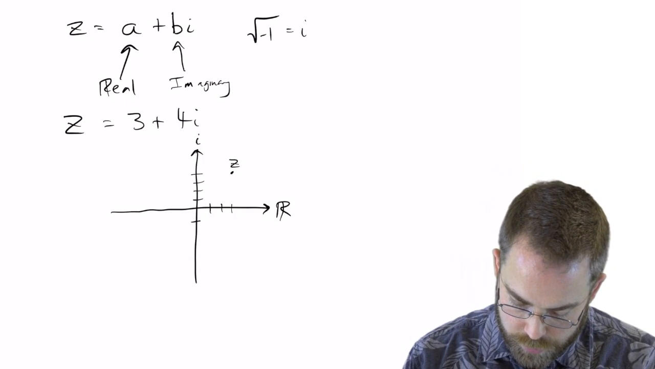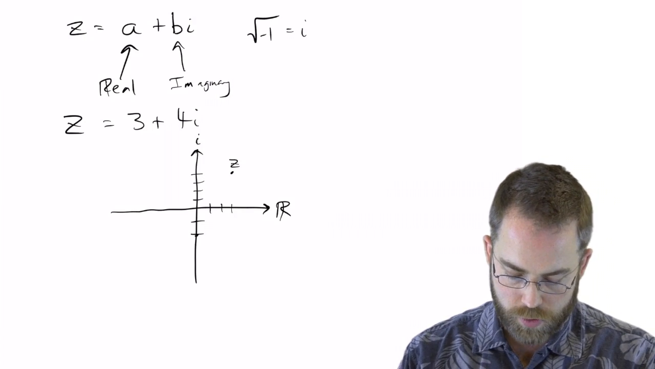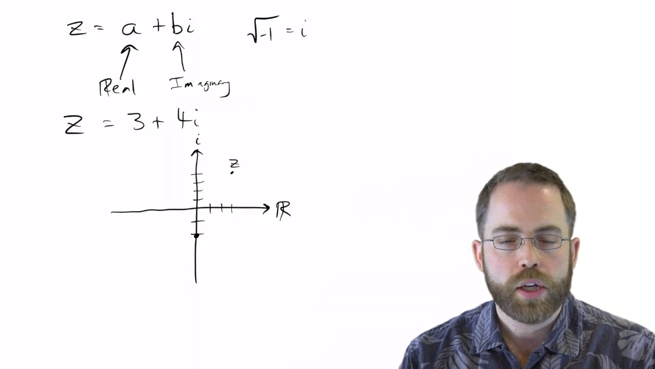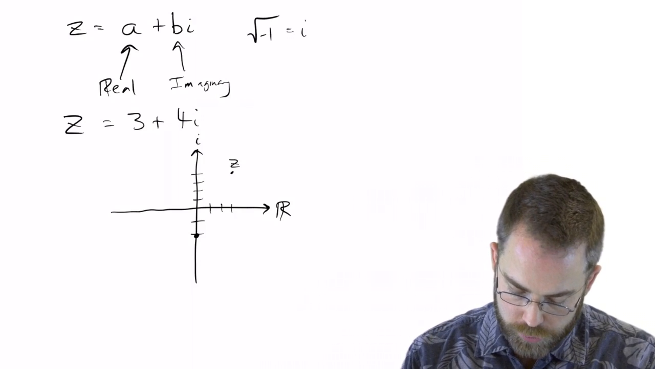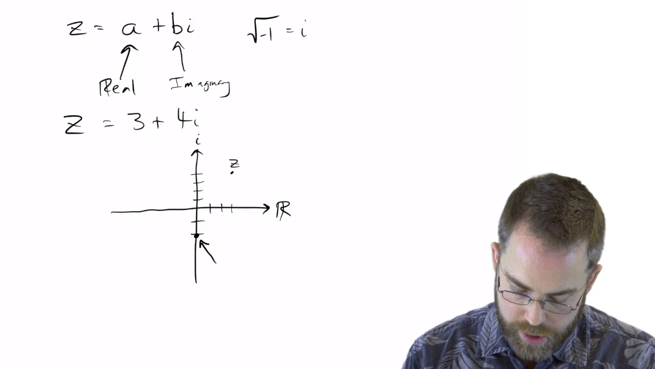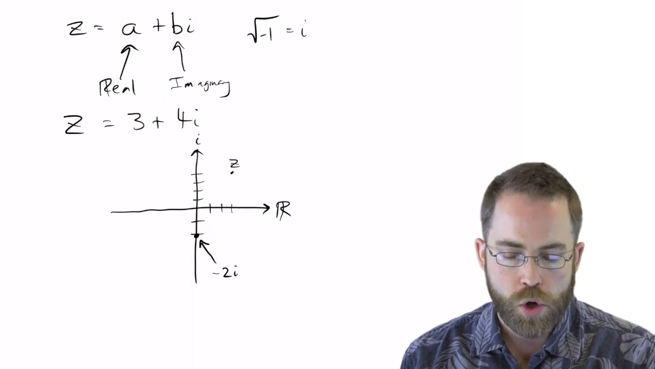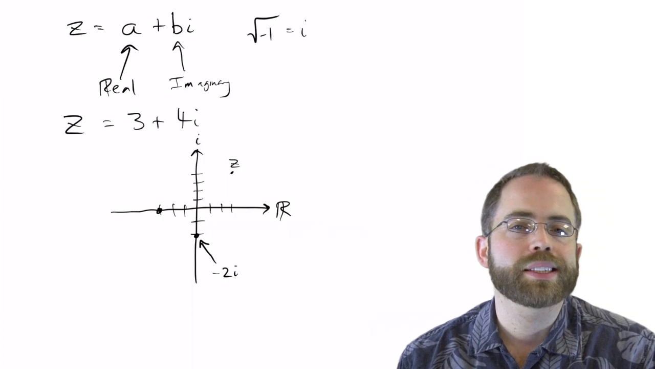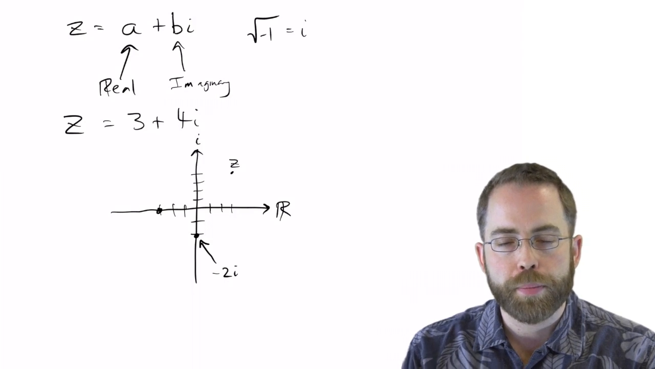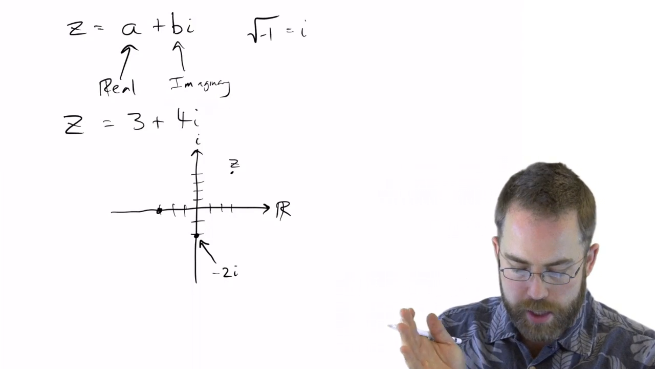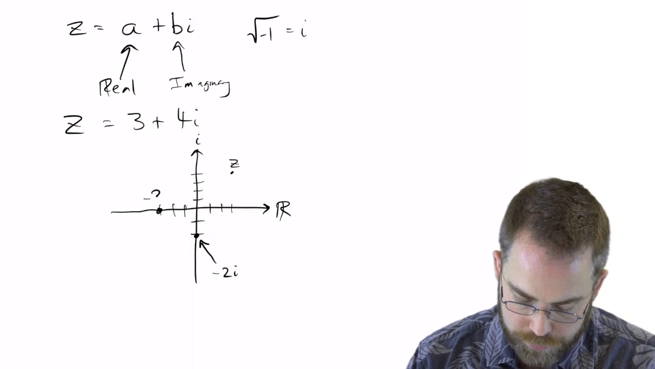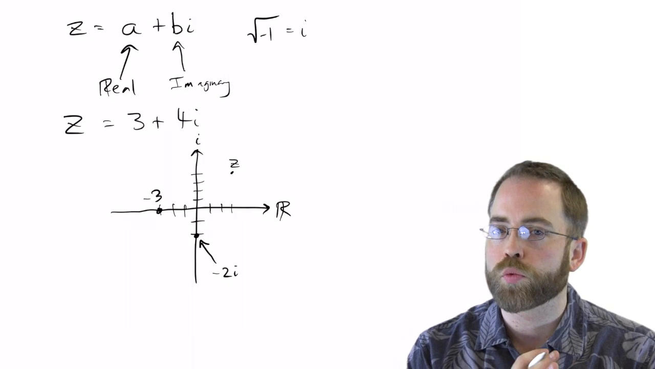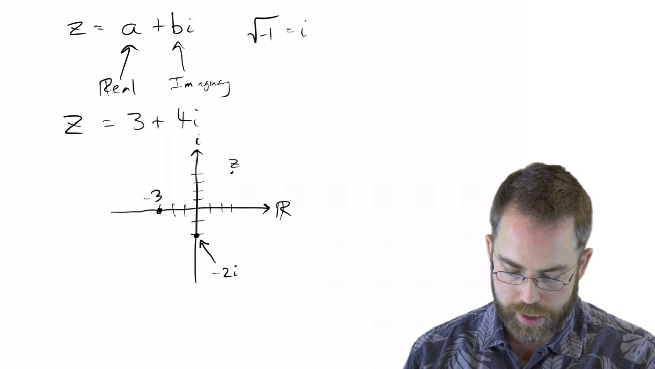What's this number right here? Well, that dot has no real part. The left and right is 0. The up and down is negative 2. So that must be the number negative 2i. What would this number over here be? Well, it's got no imaginary part. There's no up and down, but the left and right is negative 3. So that's just our old friend negative 3. You see how this works. We're just graphing reals left and right and imaginaries up and down.